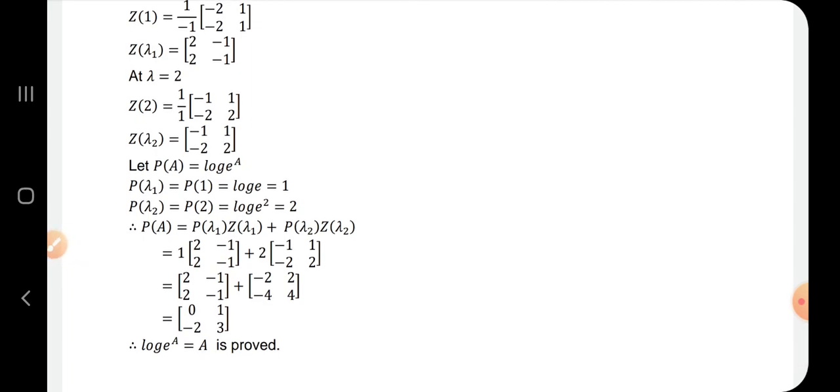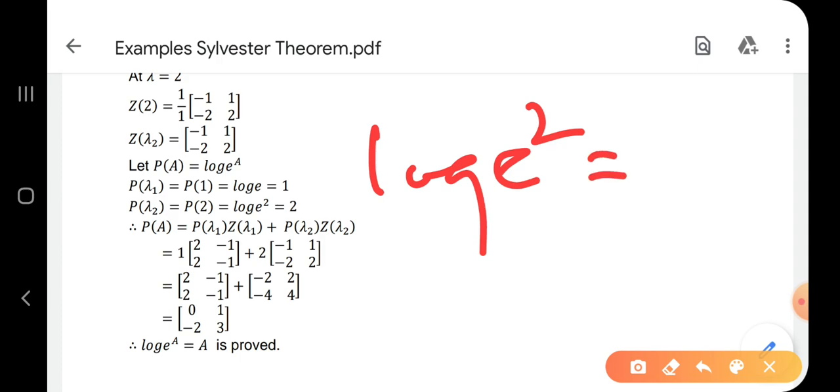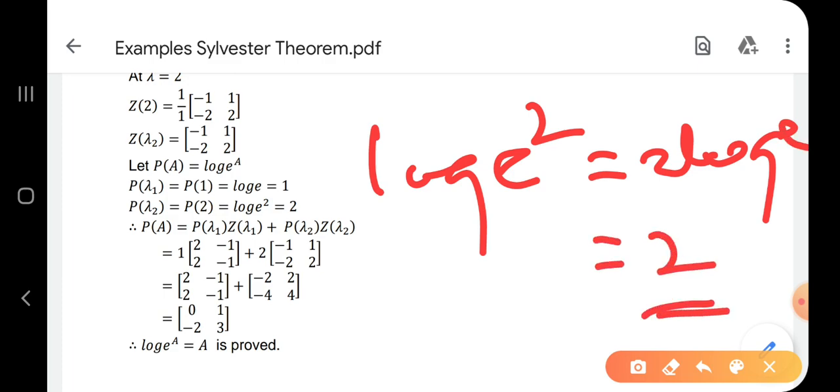Z of 2, Z of 1, everything we have found. Then if I take P of 1, P of 1 is log 1, log 1 is 0. P of 2, it is log of E square, that is 2 log E. But log E is 1, so our answer is 2 only, right? And put that value and do the calculation, you will get your required answer.